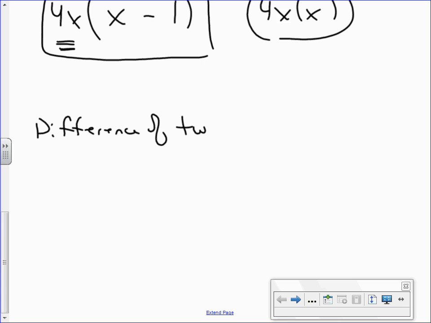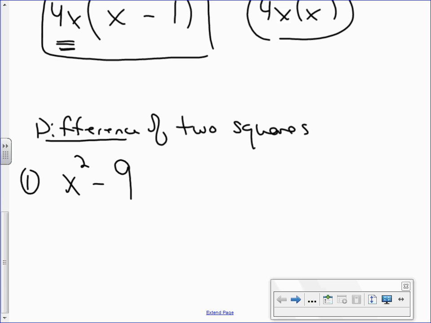The second kind of factoring is called difference of 2 squares. They all look exactly alike. There are 2 terms with a minus in between them. That's the difference of 2. And each of the terms is a perfect square. So x squared minus 9 qualifies as this.